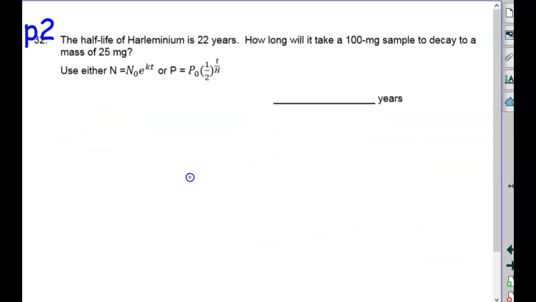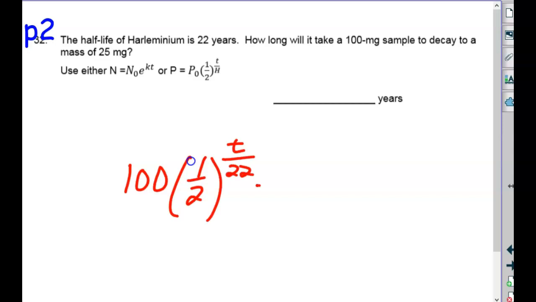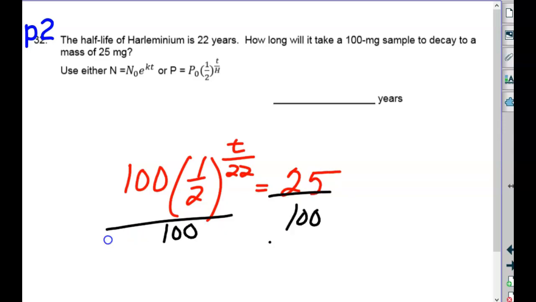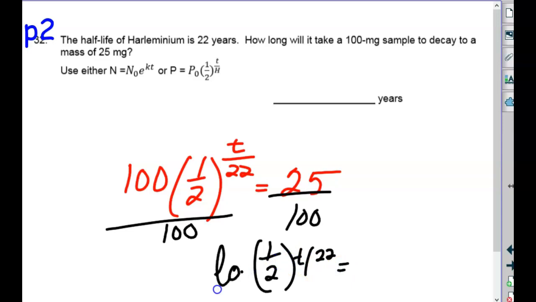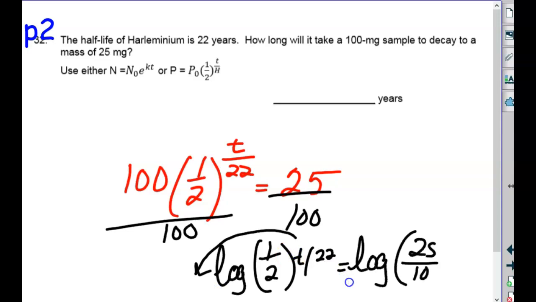All right. This is a half-life. So we have 100 decaying. It would be T over 22 years down to 25 milligrams. So the first thing we do is divide by 100. This is supposed to be up in the exponent. I didn't write it very well. I'm going to take the log, and this is going to move out front anyway. And over here I have the log of 25 over 100, or 0.25.